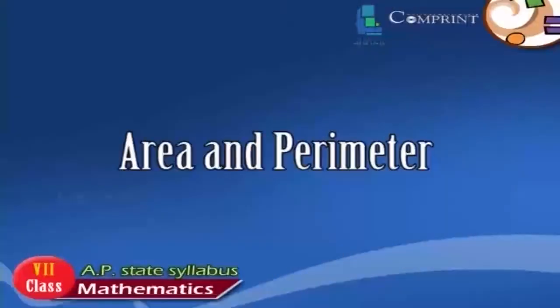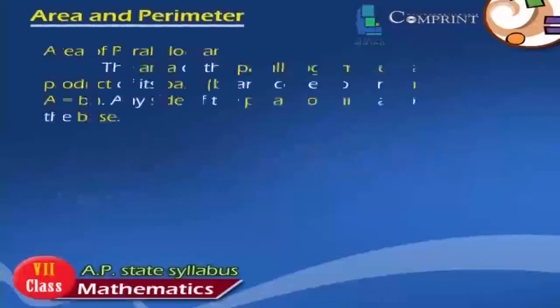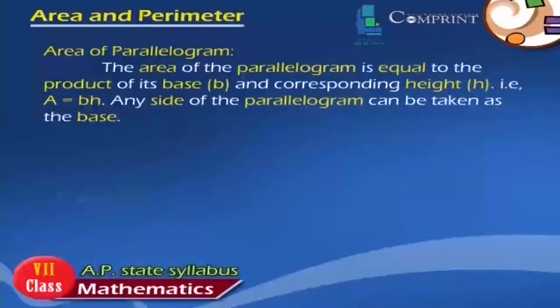Area and perimeter. Area of parallelogram. The area of the parallelogram is equal to the product of its base B and corresponding height h, that is A is equal to BH. Any side of the parallelogram can be taken as the base.